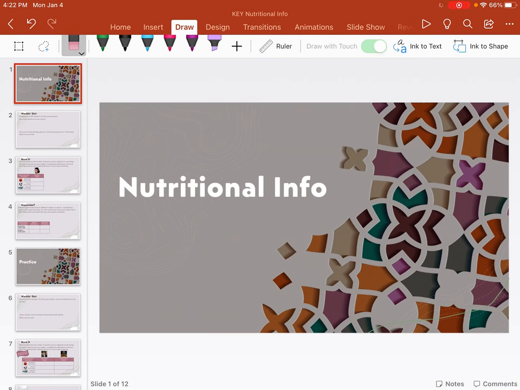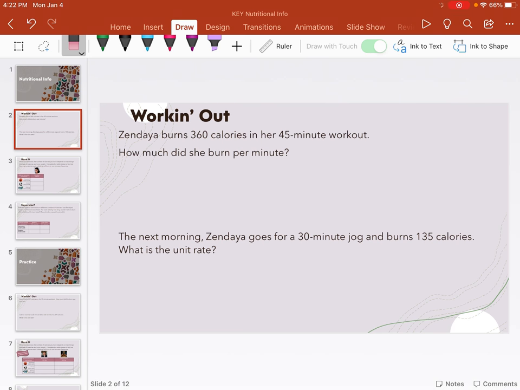Okay guys, now it's time to do some practice with our unit rates. So we're gonna do some nutritional info. So let's start with working out. Zendaya burns 360 calories in her 45-minute workout. So how much did she burn per minute?